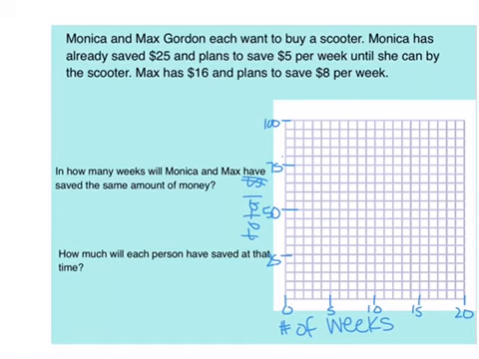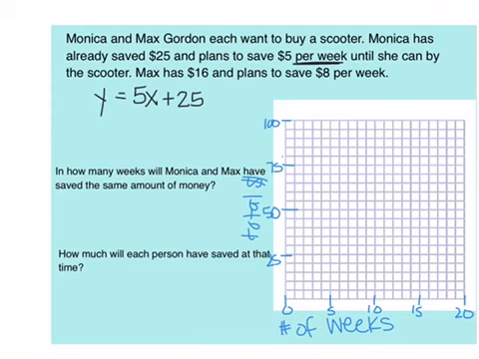So the first thing we want to do is write two different situations. We want to write one equation for Monica and one for Max. Monica has $25 in her account. That's the b value, what she already has. And she plans to save $5 per week. When you see that "per something," that tells you that has the variable. So there's my equation for Monica.